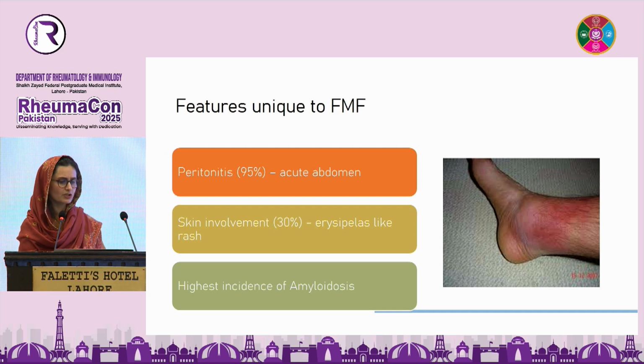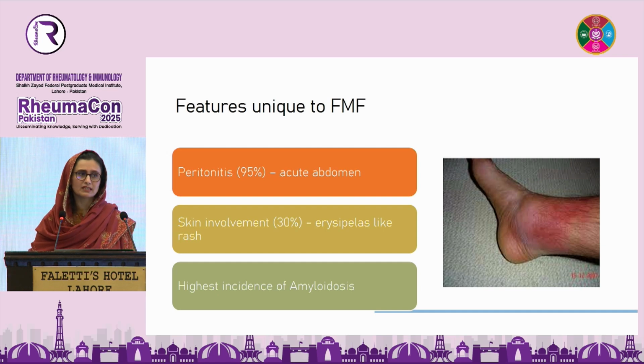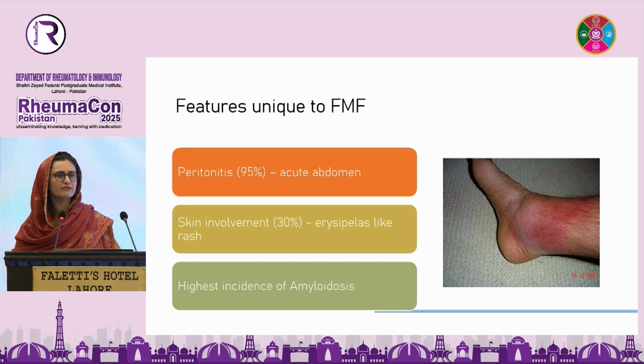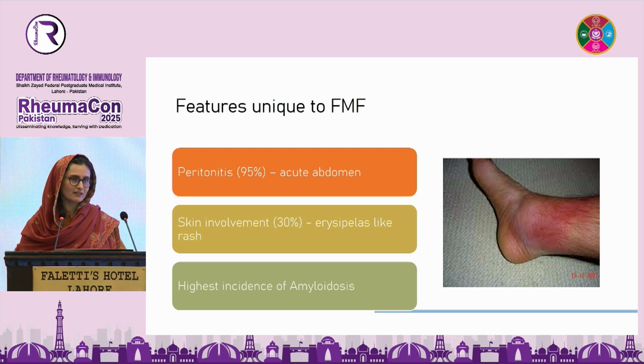So the features which are unique to familial Mediterranean fever are peritonitis. 95% of the patients would present with peritonitis, and this is a key feature. So if a child comes to you with history of fever, which is recurring in a cyclical manner, and it is associated with severe abdominal pain, then you must think of familial Mediterranean fever. The pain sometimes is so severe that children have been rushed to the OR for laparotomies.